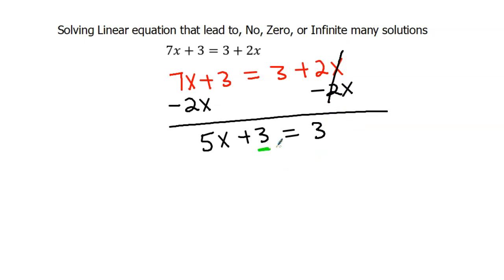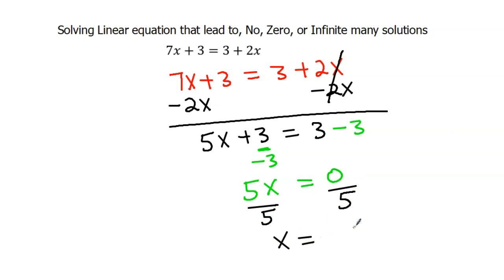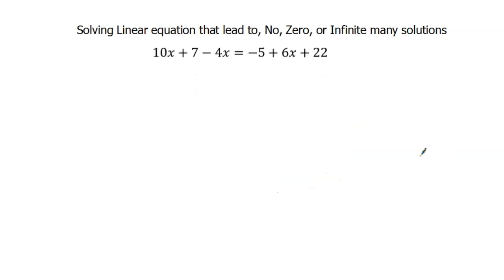Now we have to take this to this side here. So we subtract 3 here and we subtract 3 here. We want to solve it, so we divide both sides by 5. And here we get, any 0 divided by any number is 0. So here there's a solution for this, and the solution is 0.